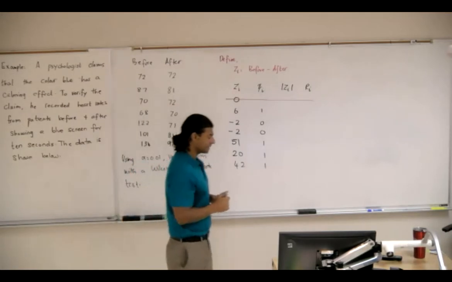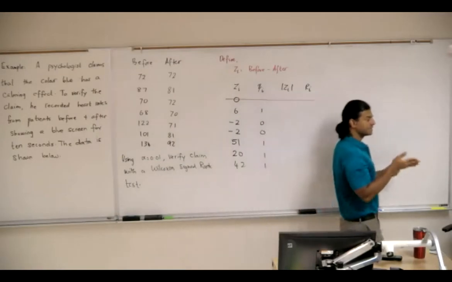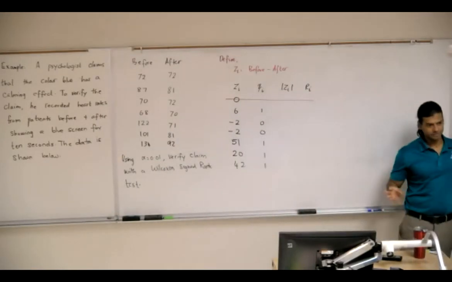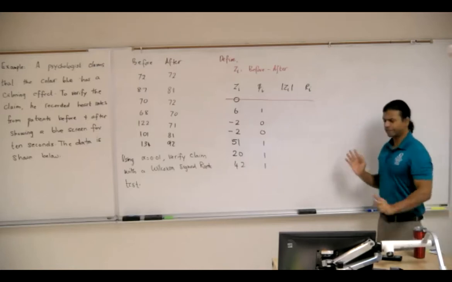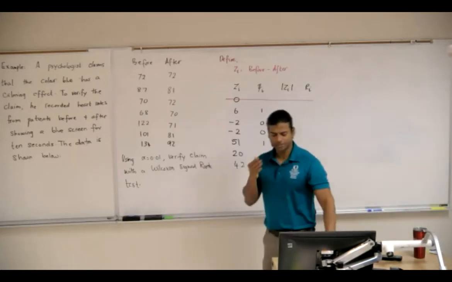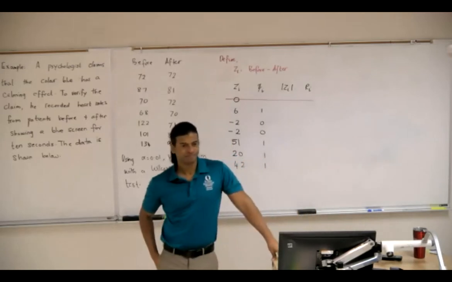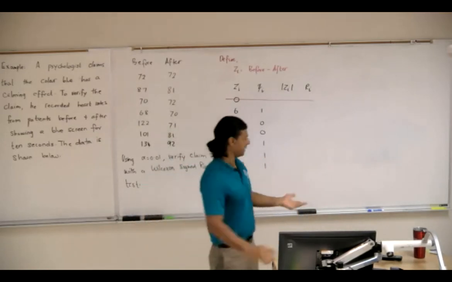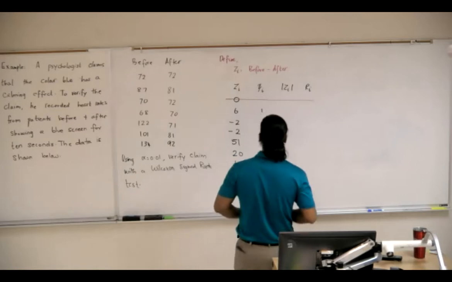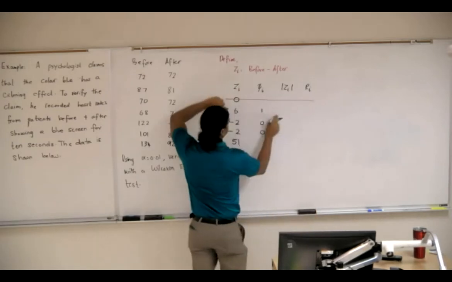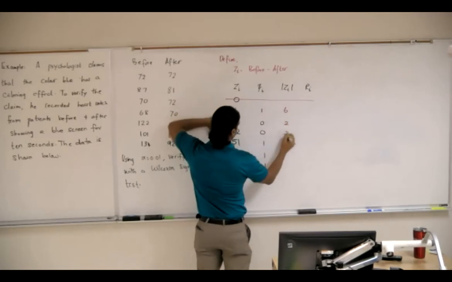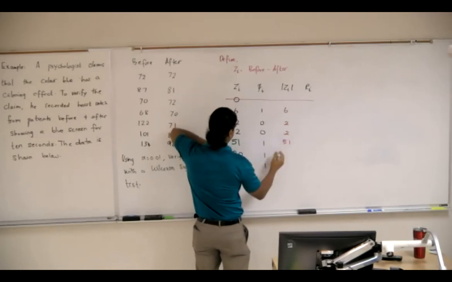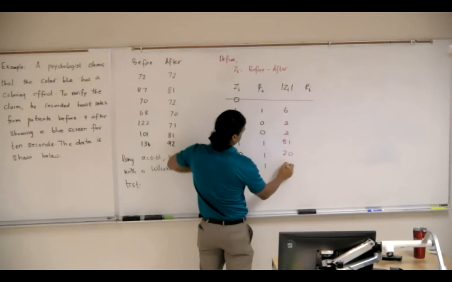Which statistic do we always use? Do we use T plus or T minus? I mean, in practice, it doesn't matter, but your book sticks to one thing. What is that one thing? Keeping T plus. Okay. So the absolute values here are 6, 2, 2, 51, 20, 42.